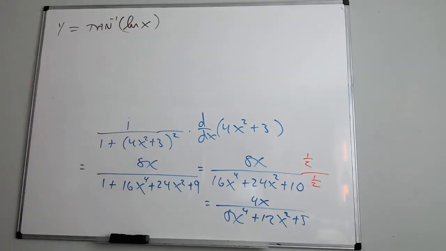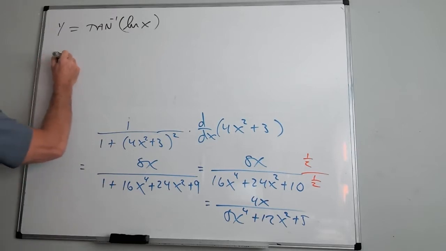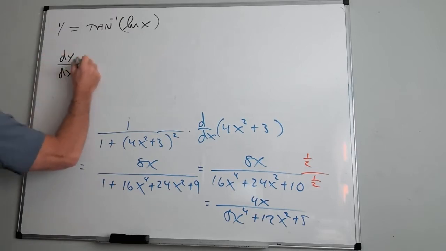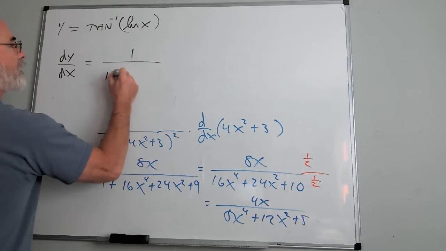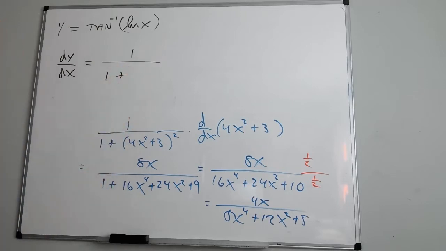That looks kind of creepy. Then what is dy dx? Well, again, 1 over 1 plus. Now here's where sometimes we get in a little bit of trouble.